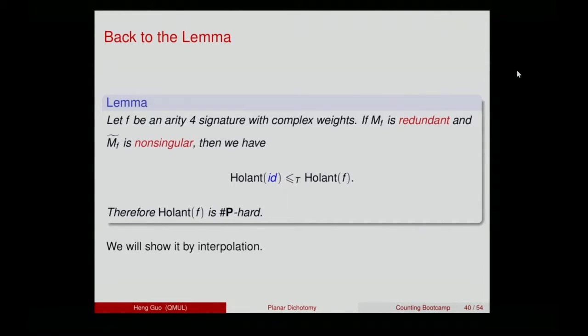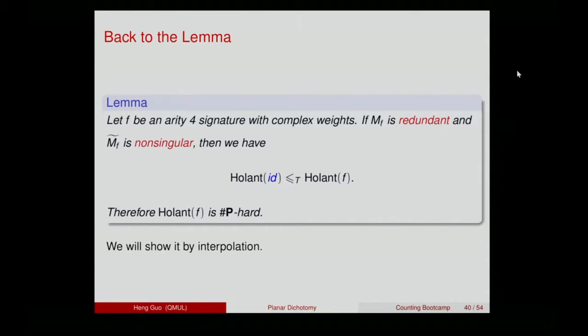And so let's go back to the lemma. We have shown the identity is hard. Then what we need to show is to reduce everything else to it. This proof will be more complicated, and we will do it by the interpolation technique, which is a very commonly used technique in counting complexity, and is actually very strong.